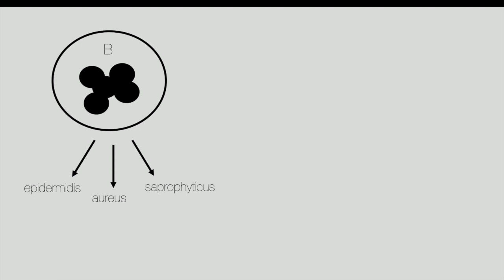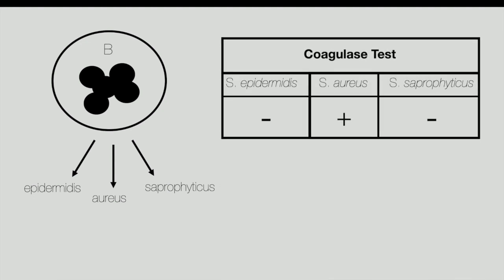So at this step, you once again refer back to Bergey's and you look for a test that helps separate these three species from each other, and you decide that the coagulase test is the best test to use here, as you know that after performing the test, you can narrow it down to either aureus if the test results come out positive, or between epidermidis or saprophyticus if it comes out negative.